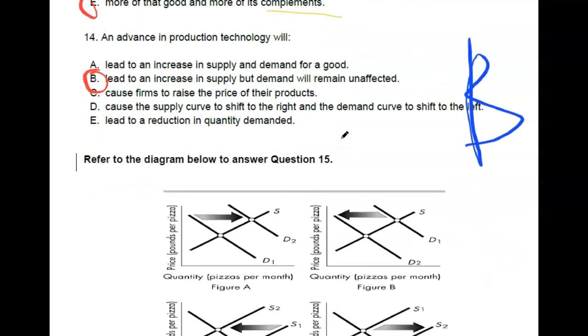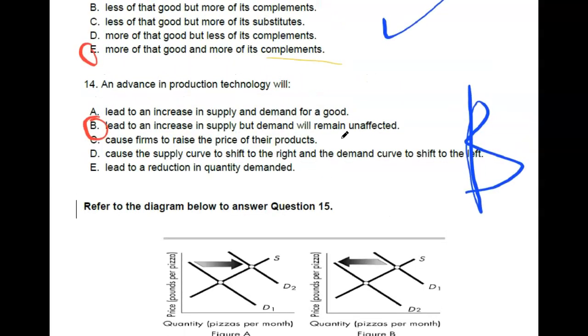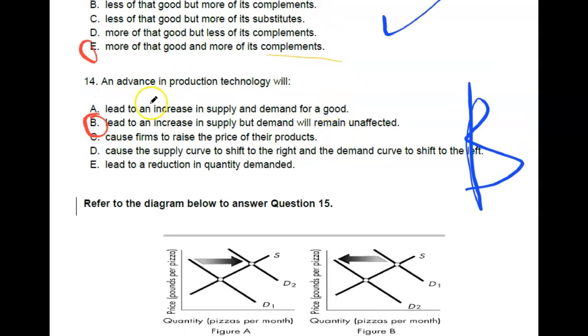Number 14. An advance in production technology. Okay, so I got this wrong. Wait, why did I get this wrong? Actually, I have to change this. I actually got this right. B and B. So B is the correct answer. Okay, an advance in production technology. Oh no, wait, I think I got this wrong. It'll lead to an increase in supply. I think the answer was A. Yeah.